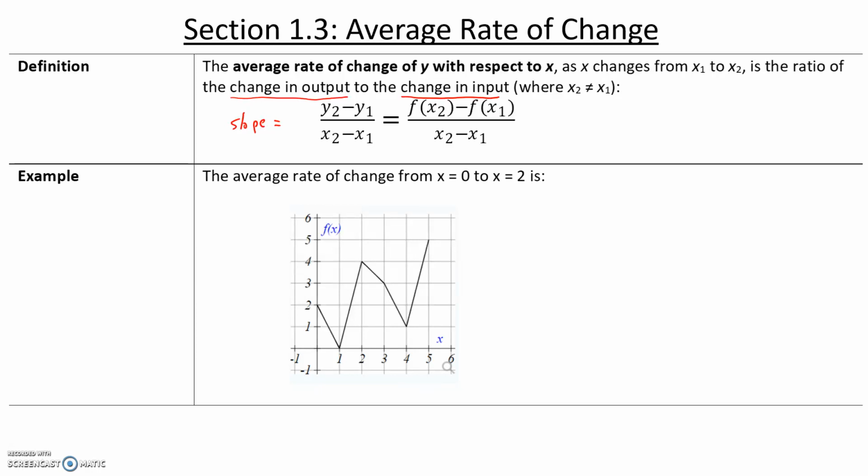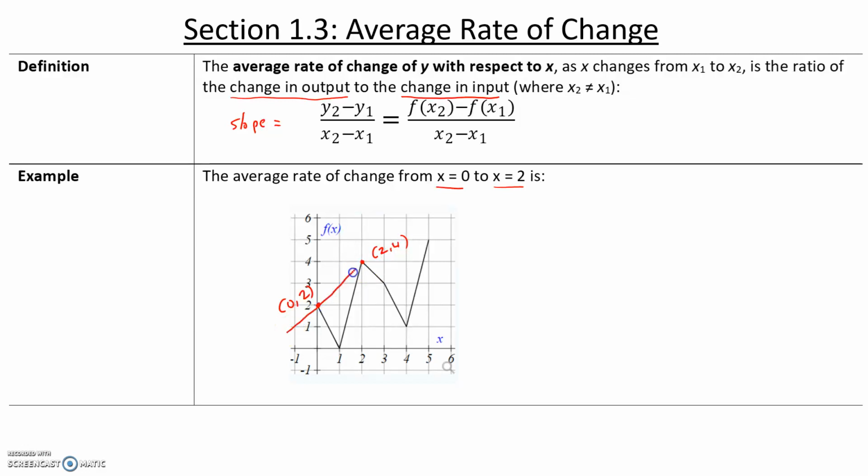Here's an example. The average rate of change from x equals 0 to x equals 2 is, well, we know what x1 and x2 are. This is your x1, that is your x2, but we don't know their corresponding outputs. So let's find them. When x equals 0, this is the point on the graph, which is the point 0, 2. When x equals 2, this is the point on the graph, which is the point 2, 4.